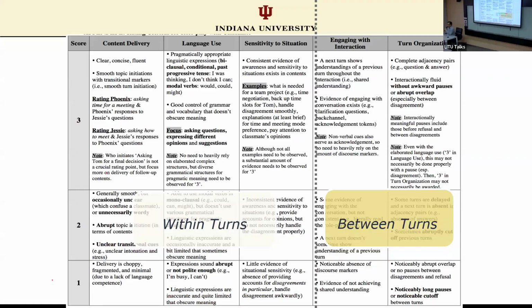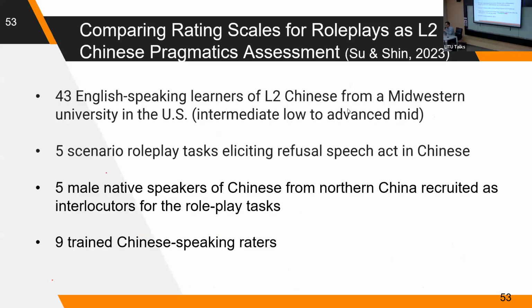Okay, so these are the common 5 criteria we often use to assess interaction and competence. And then let me move on to my current research that was published in Language Testing this year. We are interested in comparing rating scales for role play as an L2 Chinese pragmatic assessment.